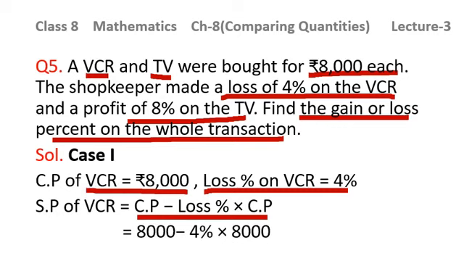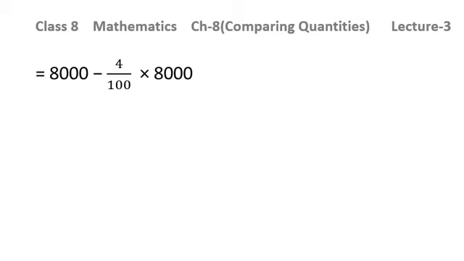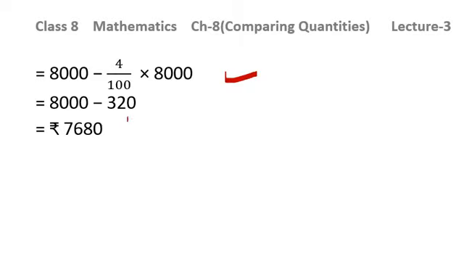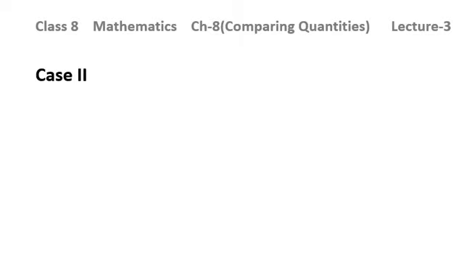So 8,000 minus 4% of 8,000. Loss percent is 4%, CP is 8,000. So SP will be CP minus loss percent of CP, that is 8,000 minus 4 over 100 into 8,000. So it will be 8,000 minus 320, which is 7,680. So for the VCR, we have calculated SP as 7,680.